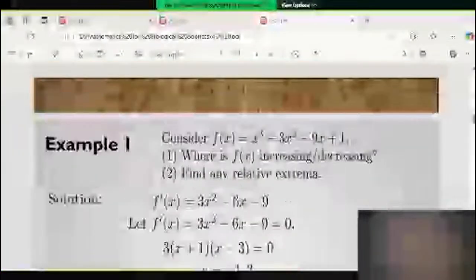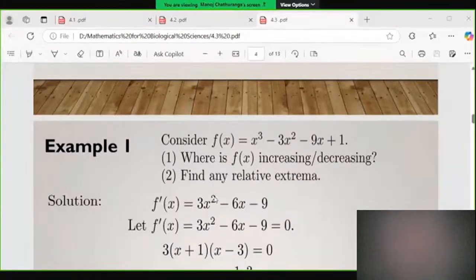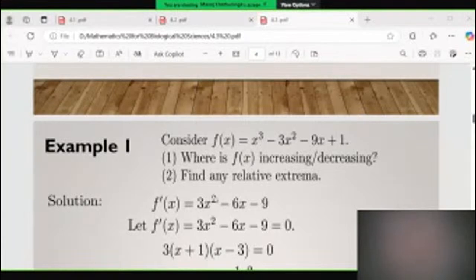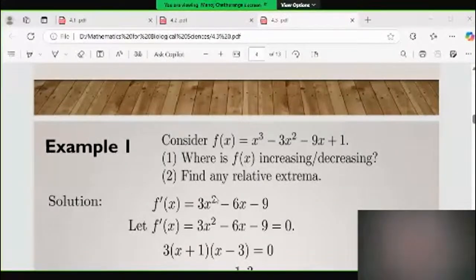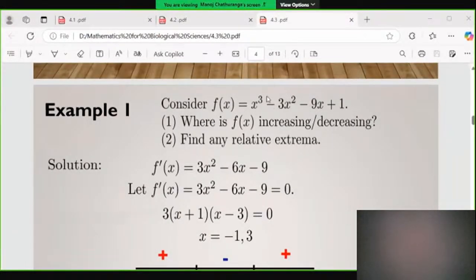So let's try to apply this to a word problem. By the way, we already saw this phenomenon yesterday when I talked about extreme values and undefined points of the derivative. This is again a sort of reminder. So consider the function x cubed minus 3x squared minus 9x plus 1.